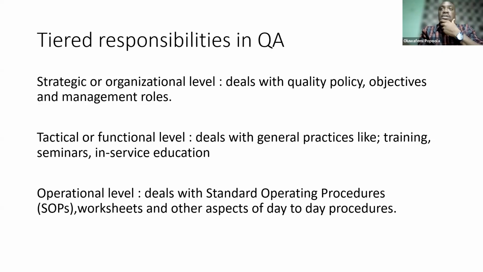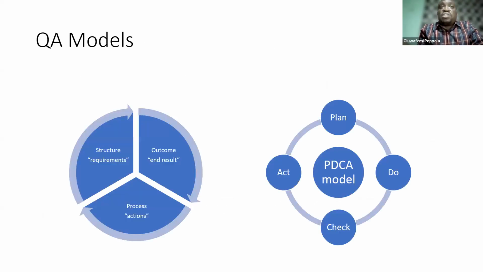So I always like to tell strategic level leads and tactical level leads that it's important to pay attention to the operational level and see how things actually operate. I brought up two QA models here. I'm sure a lot of us have probably seen these models before.